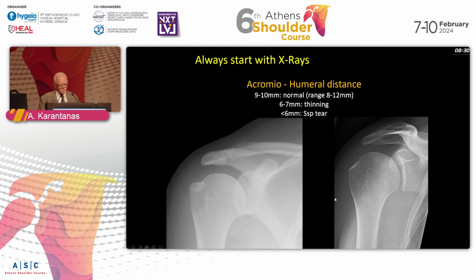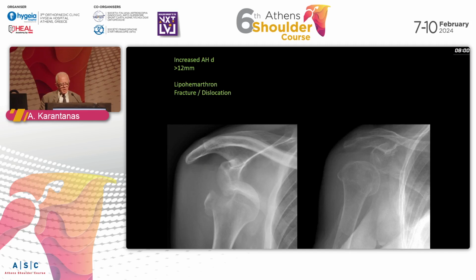This is the Grashey view, and this is how we evaluate the acromiohumeral distance, starting from this sclerotic line over there, and the uppermost part of the humeral head. This distance has to be between 9 and 10 millimeters normally, whereas if the distance is 6 to 7, we have at least a partial tear of the supraspinatus, and if we have less than 6 millimeters, then it's probably a case of a full thickness tear of the supraspinatus.